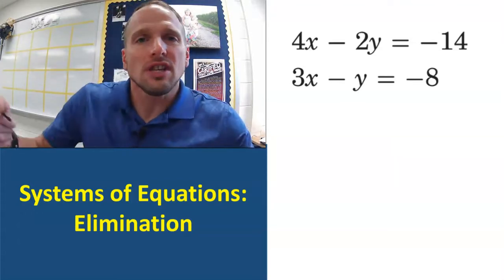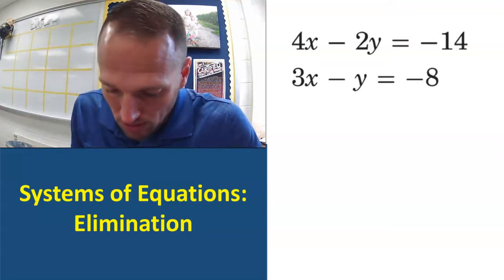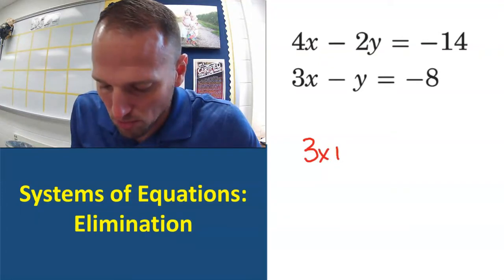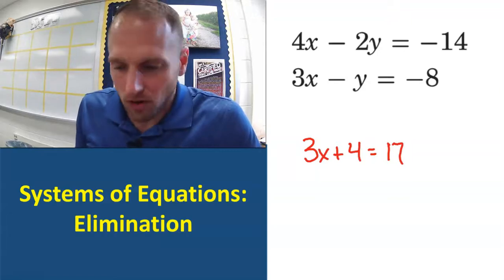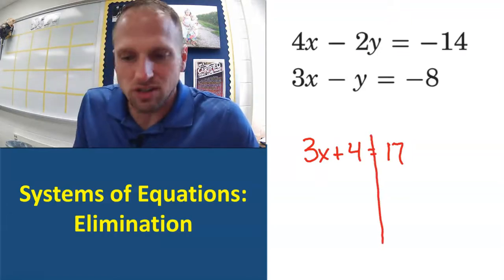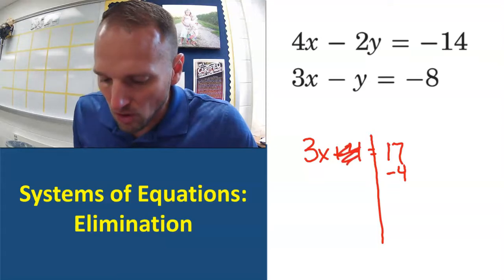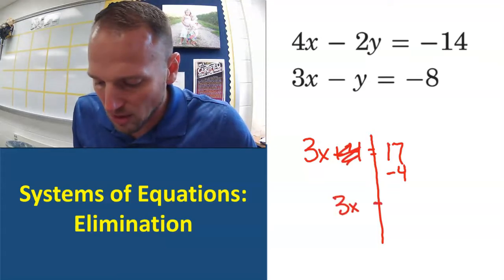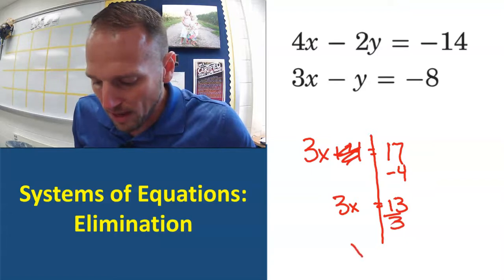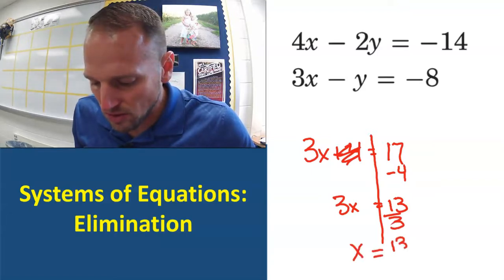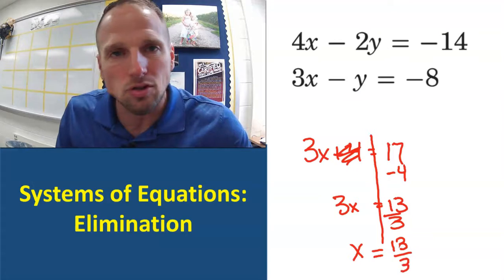Now, let's just take a step back and remember how we solve an equation. Let's say we have 3x plus 4 equals 17. Well, we know how to solve this. Cross the line, change the sign, do the same thing on both sides, subtract the 4 over. So we'd have 3x equals 13. Divide the 3 over, and we'd have x equals 13 over 3. Okay, so that's no problem. We know how to do that.